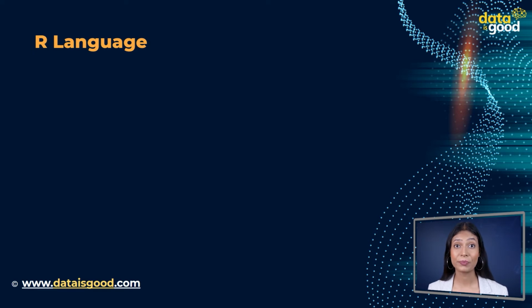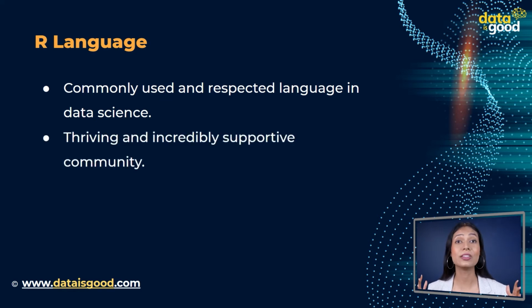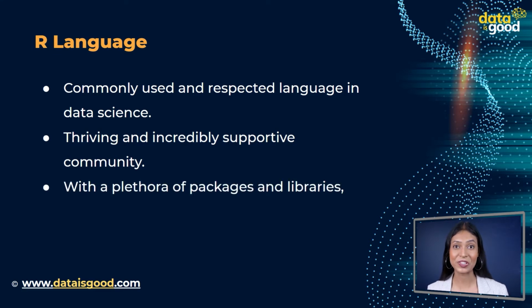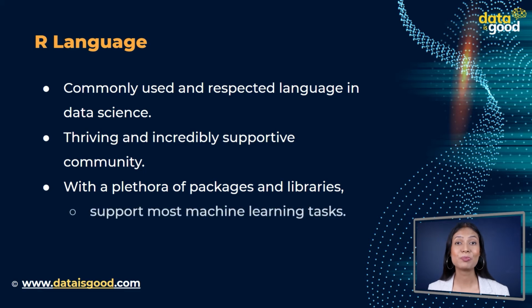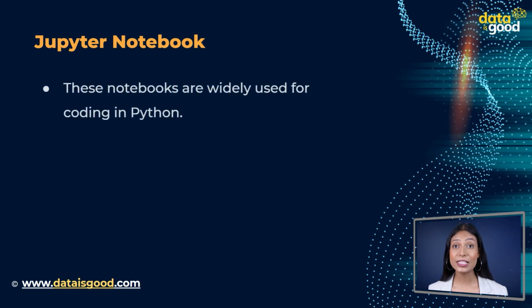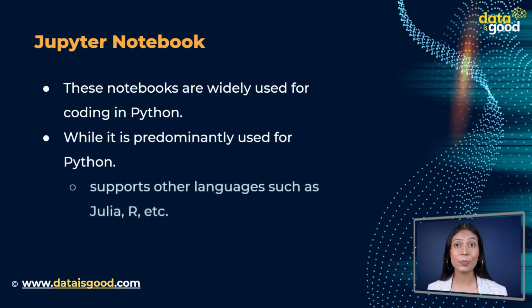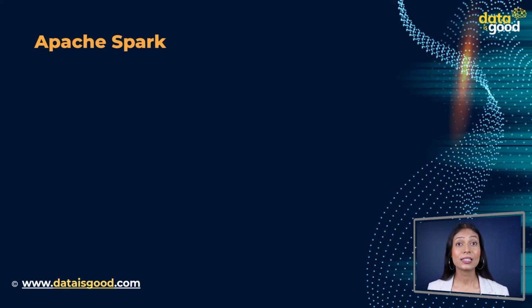The second tool is R. R is another very commonly used and respected language in data science. It has a thriving and incredibly supportive community, and it comes with a plethora of packages and libraries that support machine learning tasks. The next tool is Jupyter Notebook. These notebooks are widely used for coding in Python. While it is predominantly used for Python, it also supports other languages like Julia, R, etc. The last tool that we will discuss is Apache Spark.